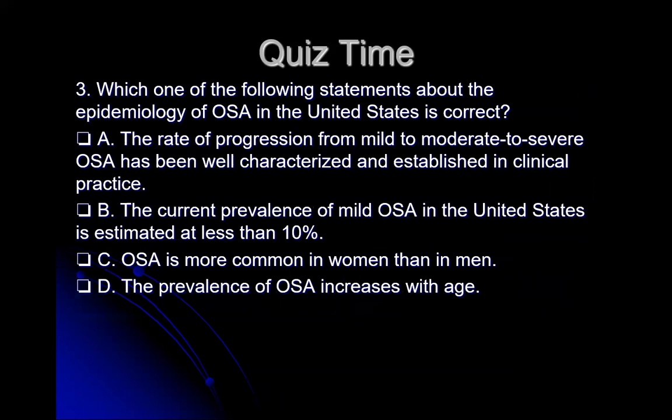All right, question number three. Which of the following statements about the epidemiology of sleep apnea in the United States is correct? The rate of progression from mild to moderate to severe has been well characterized and established in clinical practice. The current prevalence is 10%. Sleep apnea is more common in women than men. The prevalence increases with age.